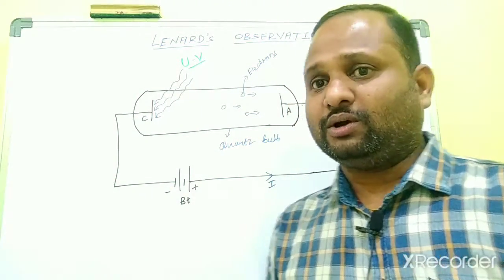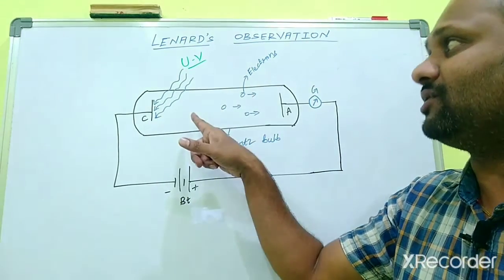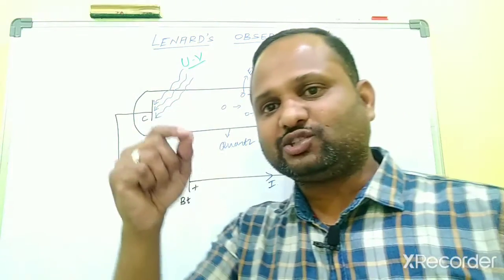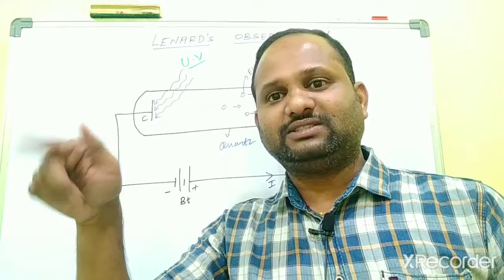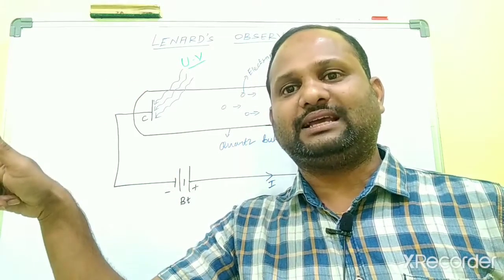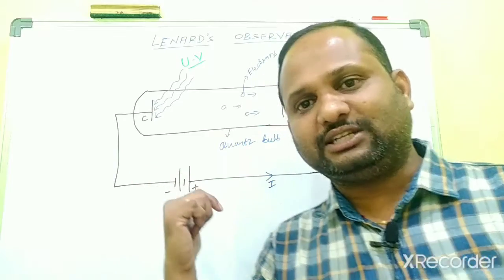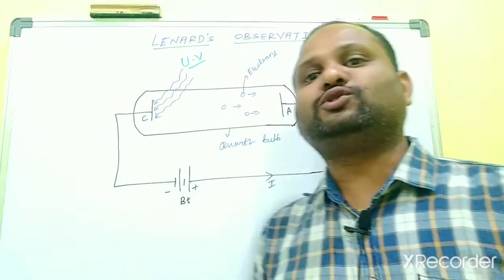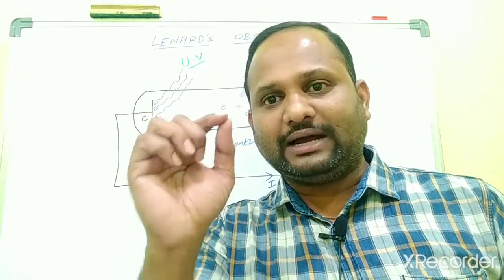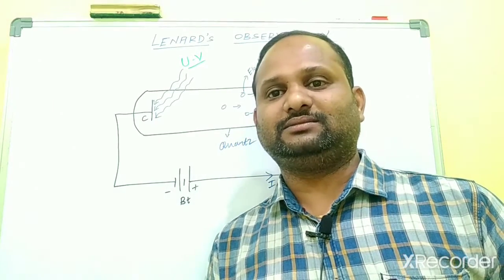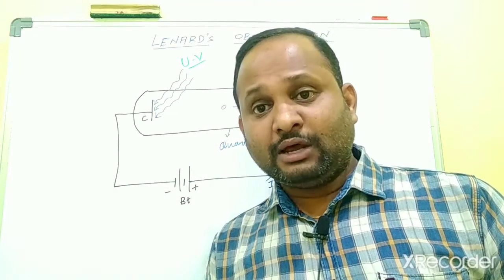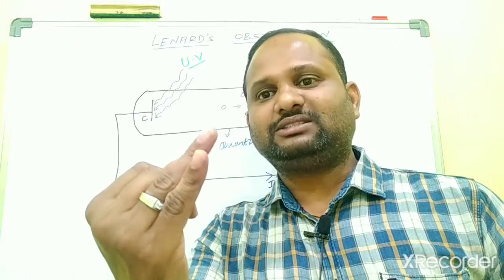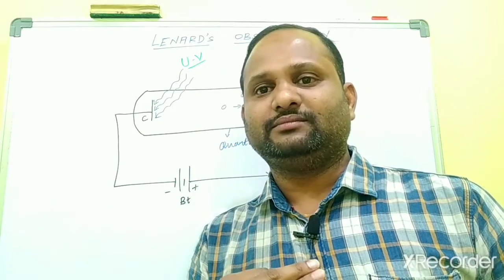We call these electrons photoelectrons because these electrons are ejected due to the interaction of light. When visible light or UV light or any electromagnetic wave is incident on the cathode plate, then only the electrons will be ejected. So these electrons are said to be photoelectrons. These electrons complete the circuit and the current flows through the circuit. So this current is said to be photoelectric current. So now I have told you what photoelectric emission is, what photoelectrons are, and what photoelectric current is.